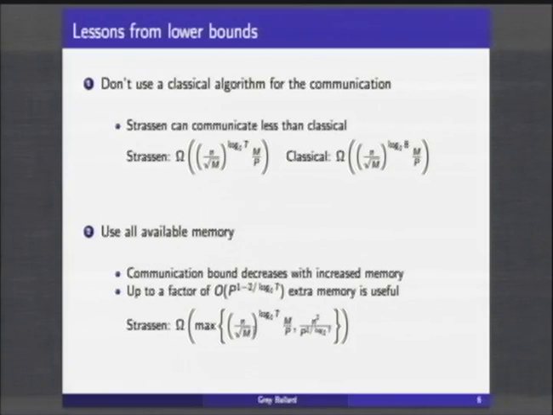Okay, and if you've got the memory, why not use it? It's not costing you anything else. So that's the second lesson we learned from lower bounds. Try at least to make use of the local memory you have. Try to use it in some good way to reduce communication.